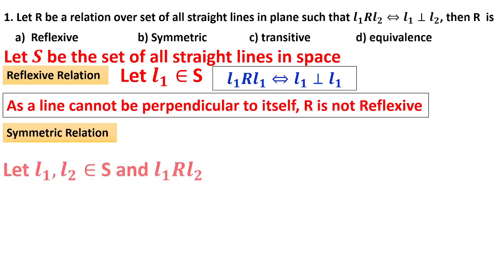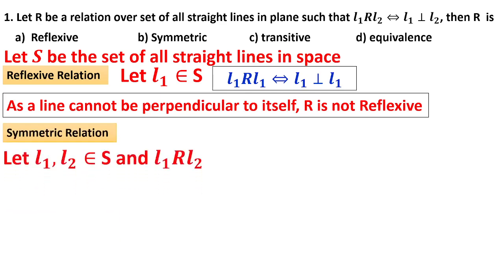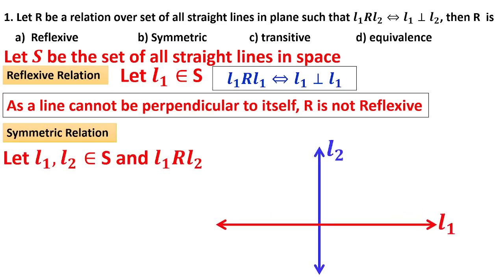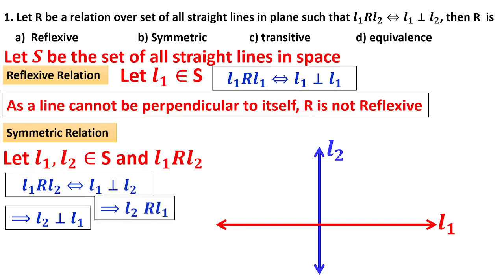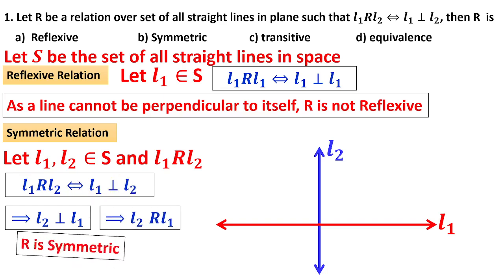Let us go to symmetric. Take two straight lines L1, L2. L1 is perpendicular to L2, and we see from the figure that L2 is perpendicular to L1. Therefore, if L1 is related to L2, L2 is also related to L1. Therefore, this relation is symmetric.